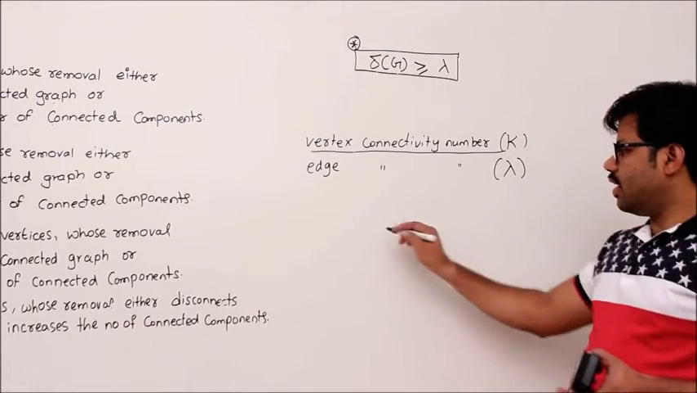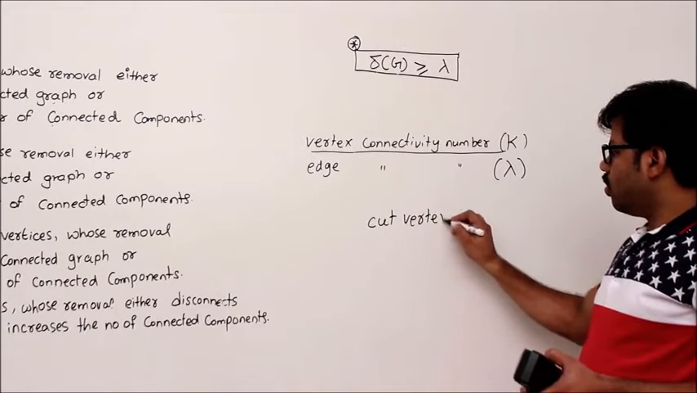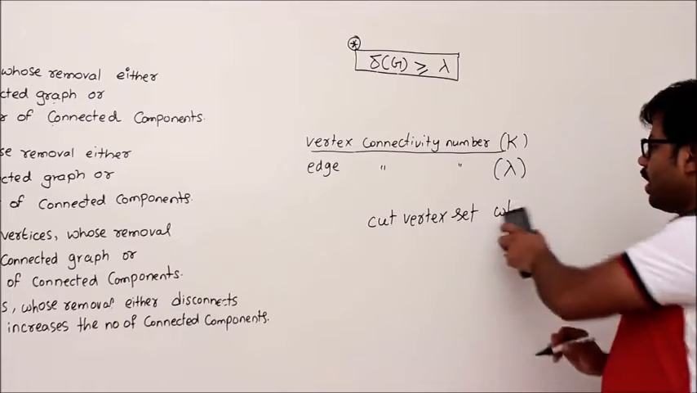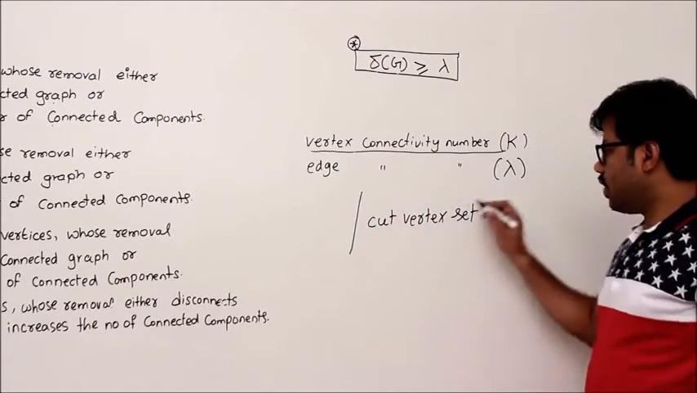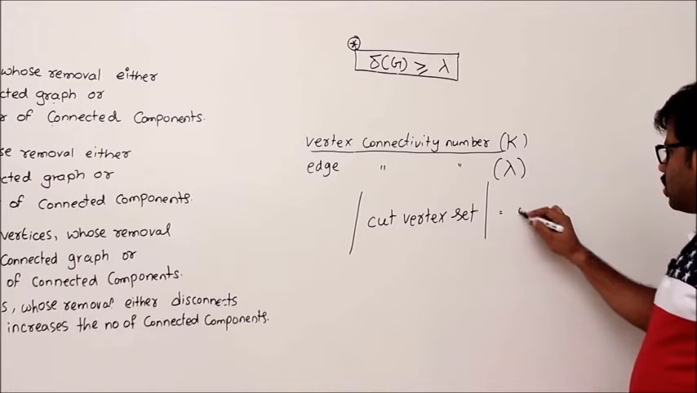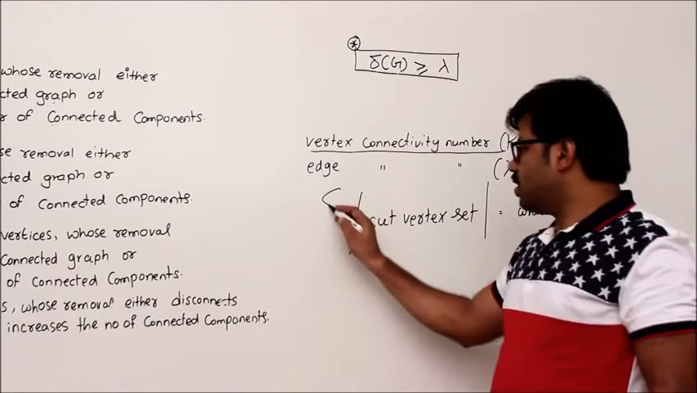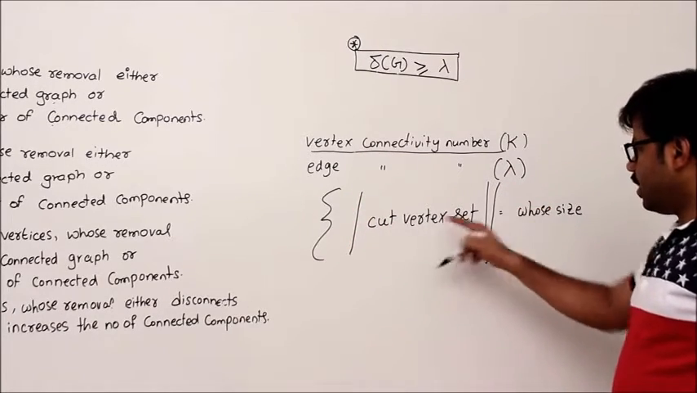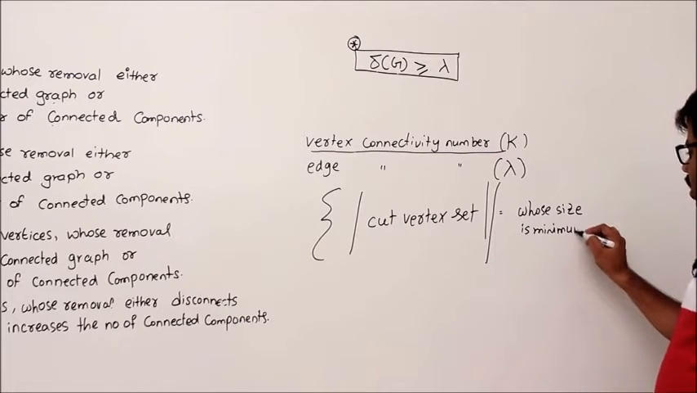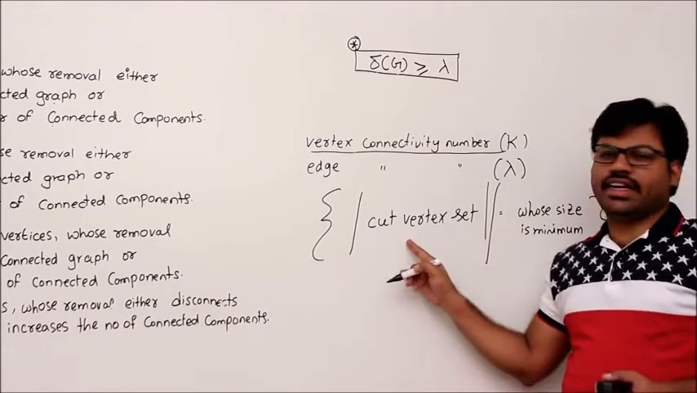I can say that the vertex connectivity number can be defined as the cut vertex set whose size is minimum, right? So it is the size of the cut vertex set. Which cut vertex set? The one whose size is minimum. Let me write it like this. The answer is: it is the size of the cut vertex set whose size is minimum. Understand? That means it is the size of the minimum-size cut vertex set.